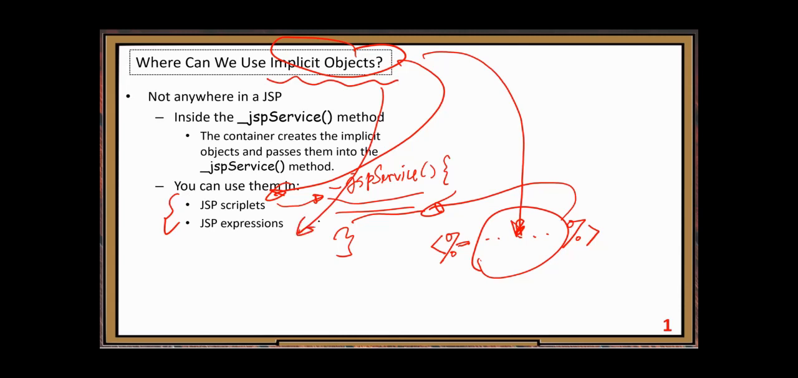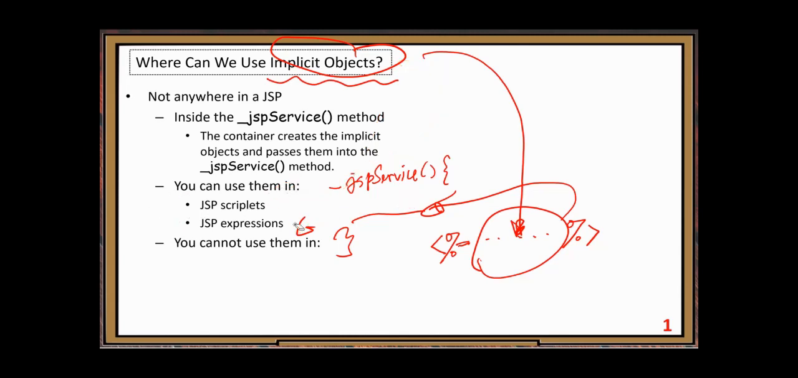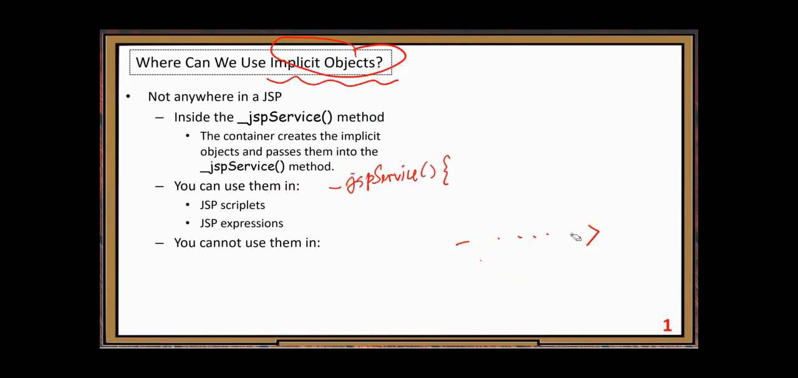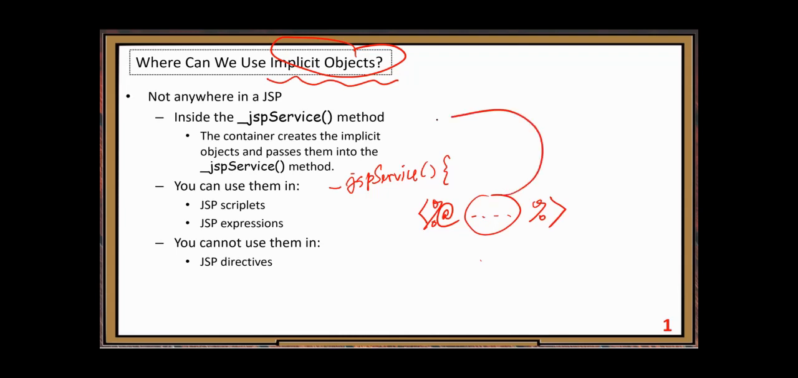All right. Then there are two places you cannot use JSP implicit objects. The first one is JSP directives. Remember the JSP directives we learned last time, at sign, okay? There are three JSP directives, at sign. This part, because this part will be copied outside, okay?